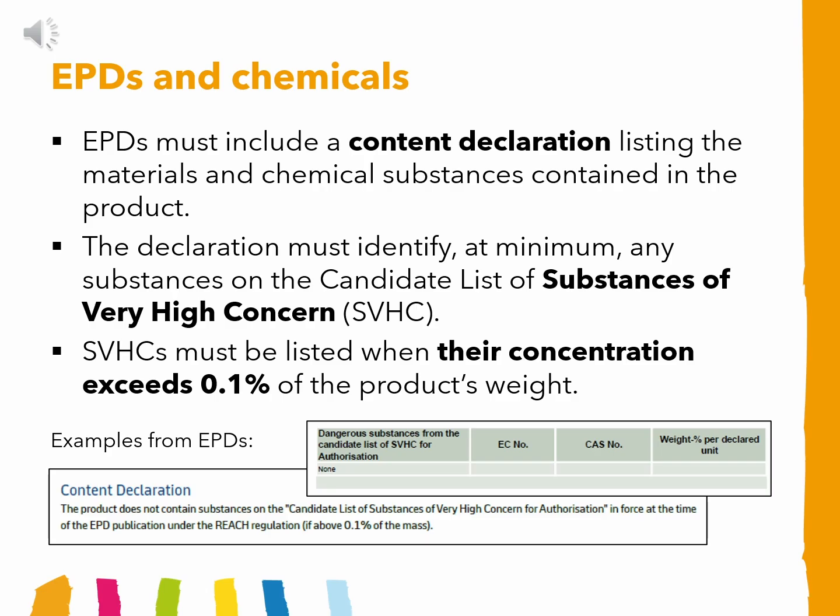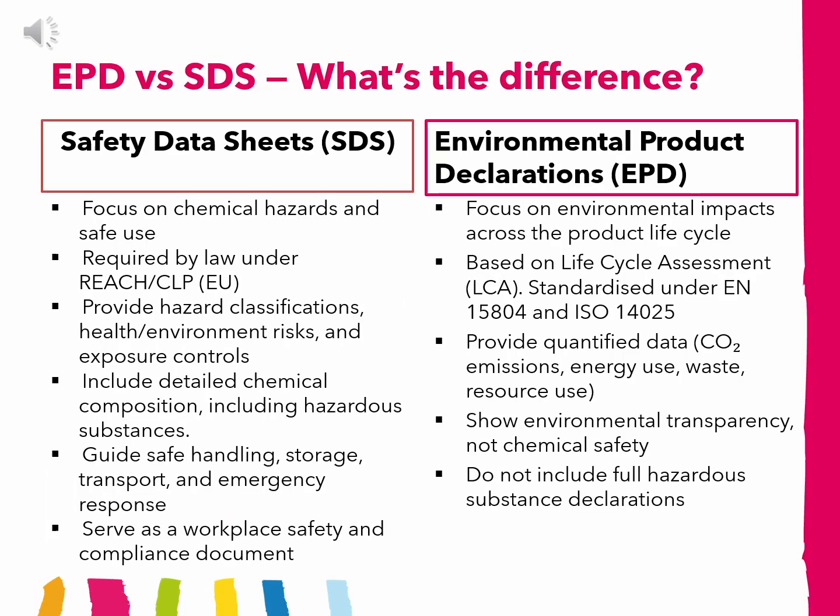Importantly, they must identify any substances of very high concern when their concentration exceeds 0.1% by weight. EPDs, therefore, help you spot hazardous substances in construction materials that don't come with an SDS. EPDs and SDSs serve very different purposes. An SDS focuses on chemical hazards, safe use, and legal compliance under REACH and CLP. It provides hazard classifications, risk information, and instructions for safe handling.